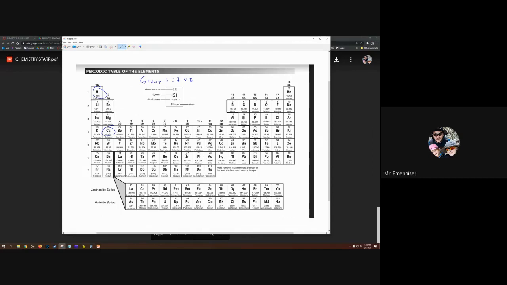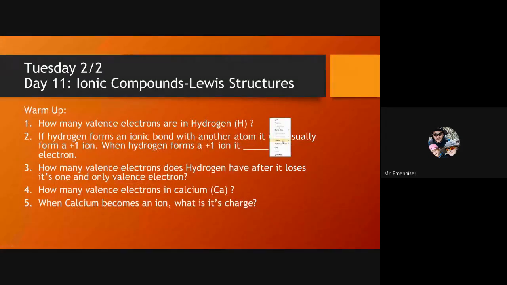Number 2, if hydrogen forms an ionic compound with another atom, it will usually form a +1 ion. When hydrogen forms a +1 ion, it blank 1 electron. Okay. So this one is, let's see if I can change the color. Red on red ain't going to turn out good. There we go. So this is 1, was the answer to that one. So 1 valence electron for hydrogen.